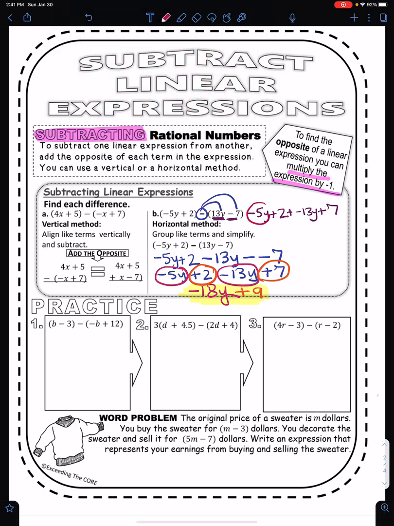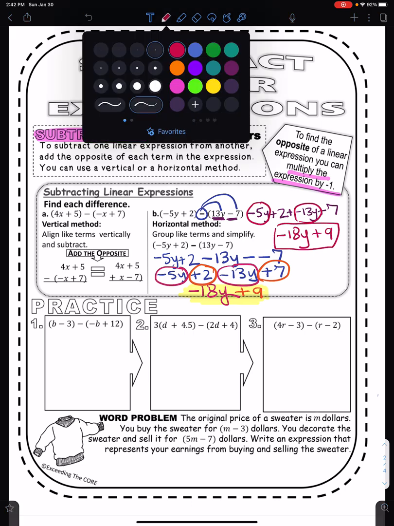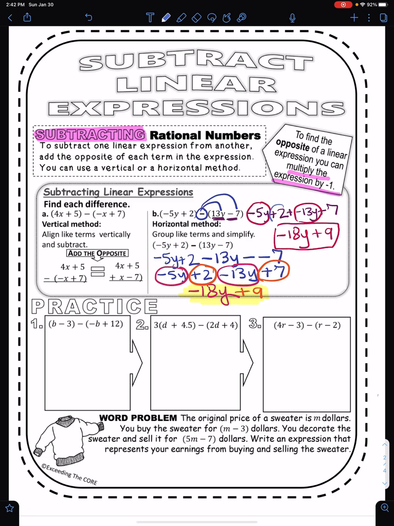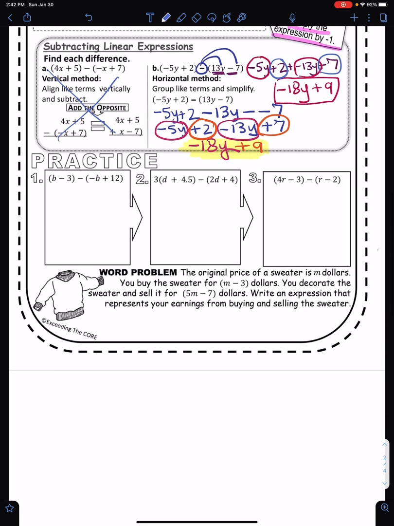I'm just showing you both ways because I don't really care which way you do it as long as you get it right. I still have -18y and 9. Got the same answer whether you subtract each term in that second expression or if you add the opposite of each term in that second expression, because that's the same thing. Adding the opposite and subtracting, those are the same. I'm just going to skip over this vertical method because I really don't like it. It'll save time.